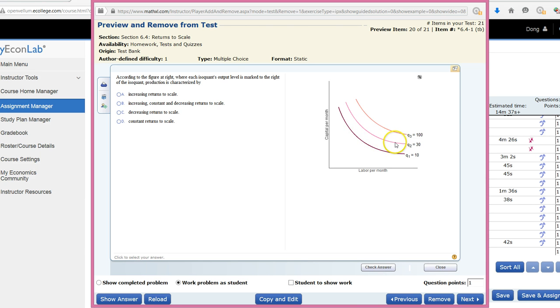And that's the same if you move from the second isoquant to the third one. The output more than tripled, even though the inputs are less than doubled. So that's also increase in return to scale. So the answer to this question should be A. Let's check our answer. Correct.